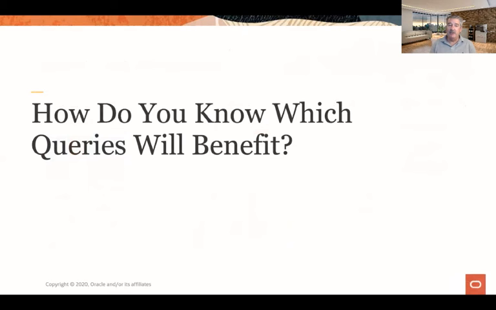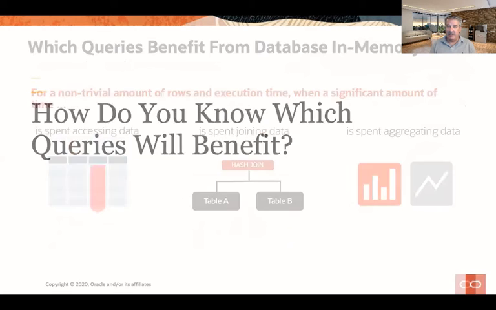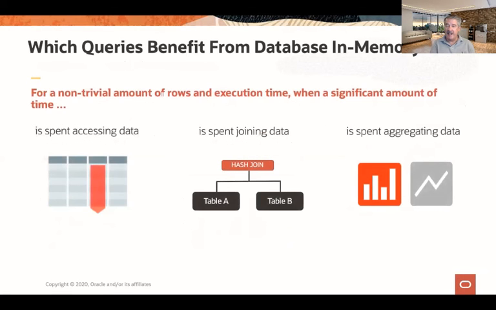So how do you know which queries will benefit from Database In-Memory? My rule of thumb is for a non-trivial amount of rows and execution time. In other words, if you're just looking at a few rows, typically the row store is more efficient. But if you're looking through a lot of data and it's taking a significant amount of time, and that time is spent either accessing the data, joining the data, or aggregating the data, then Database In-Memory is going to benefit.